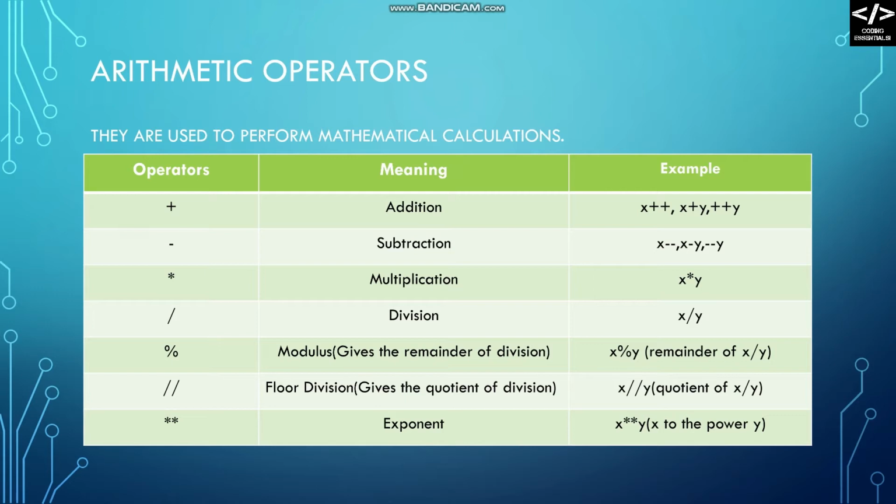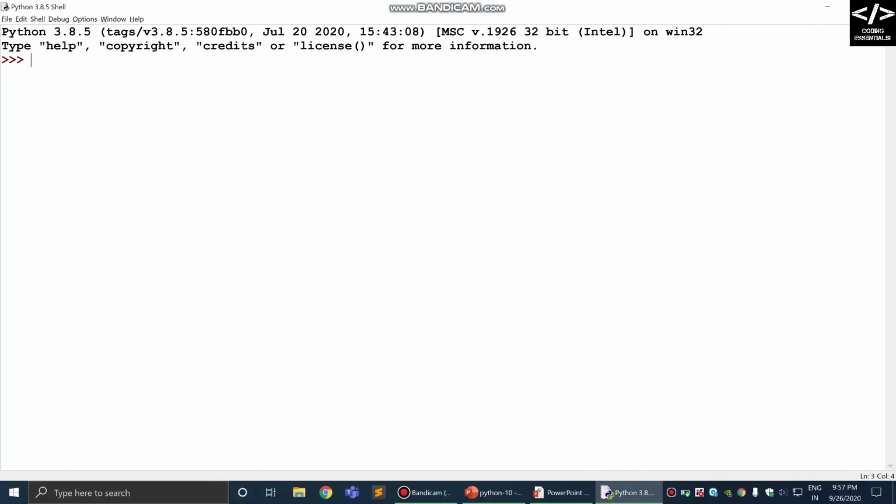Then double asterisk means exponent. For example, x double asterisk y means x to the power y. Okay, now let's do some examples. So we'll fix the value as x equals 3 and y equals 2 and z equals 5. Now we'll perform all the basic operations.